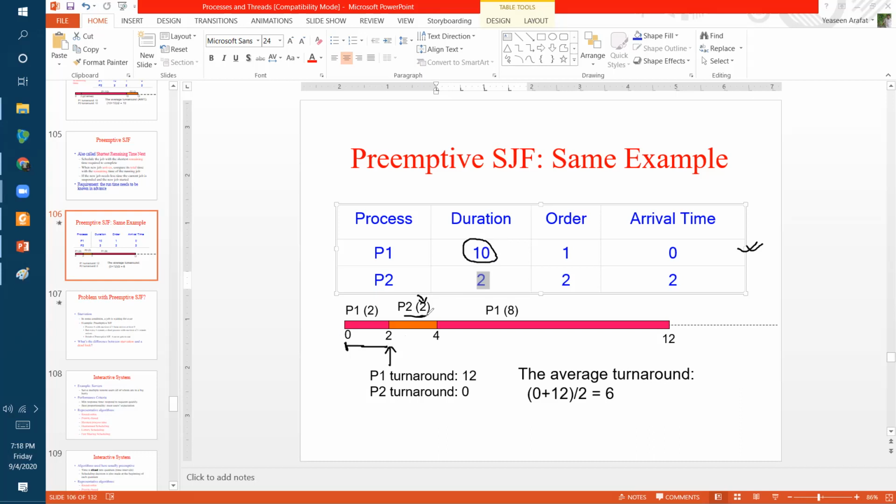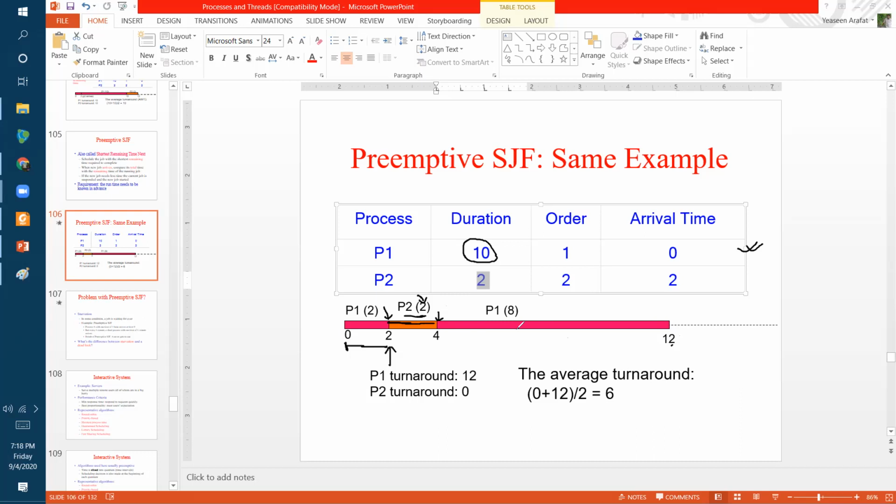As P2 has the shortest remaining time, it gets the CPU from the scheduler. So P2 will start its journey. P1 gets blocked by the scheduler at time 2, and P2 starts its job at 2 and ends by 4. After P2 is done, P1 will start again from 4 and will end by 12. Okay, so this is fine.